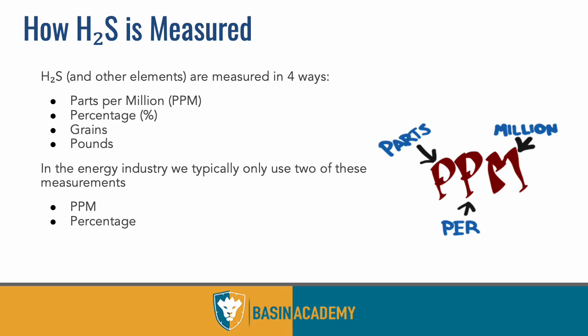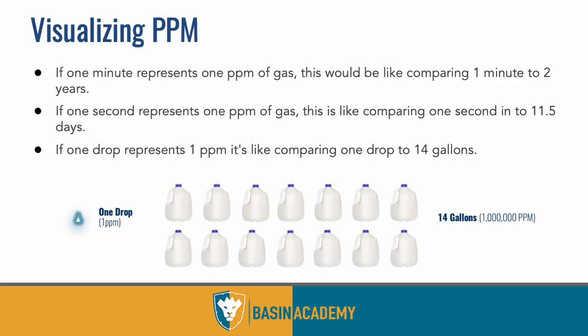It's also measured in grains and pounds, and H₂S isn't the only chemical or toxin that's measured this way. All chemicals and toxins can be measured this way. The energy industry, again, we typically measure in parts per million and percentage. In liquids, a lot of times you're going to see more pounds used when it's actually in the liquid itself. So, visualizing what 1 part per million looks like in a million parts.